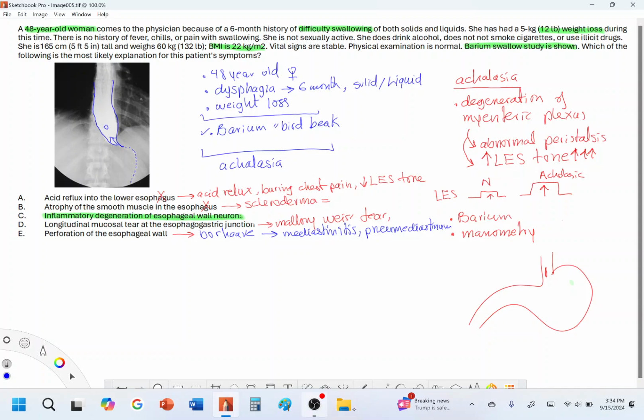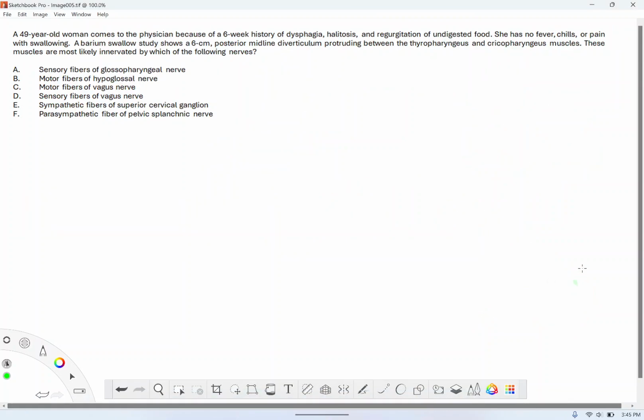Okay, let's do our next question. A 49-year-old woman comes to the physician because of a 6-week history of dysphagia, halitosis, and regurgitation of undigested food. She has no fever, chills, or pain with swallowing. A barium swallow study shows a 6-centimeter posterior midline diverticulum protruding between the thyropharyngeus and cricopharyngeus muscle. These muscles are most likely innervated by which of the following?